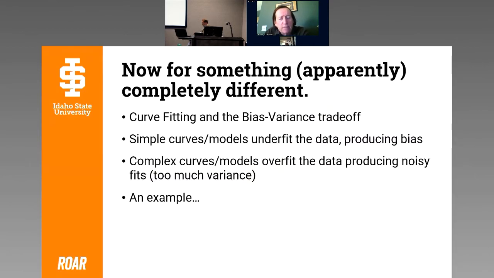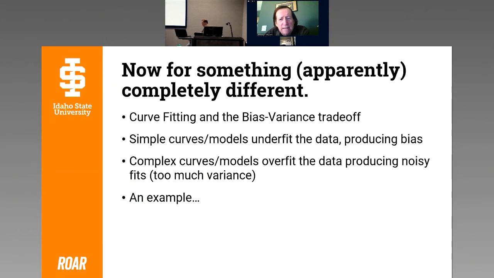Now I want to talk about a completely different way of thinking about curve fitting, or model fitting in general. It's called the bias-variance trade-off. And we know that when we try and fit a curve or a model to data, if we underfit, we're going to produce models that are too simple and can't really capture the complexity. But if we fit models that are too complex, we're going to overfit, and we're going to fit to specific idiosyncratic characteristics of the data.